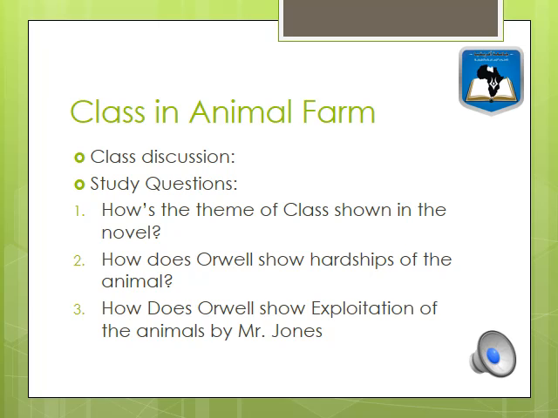How is it shown? Like in Animal Farm, Orwell explores class through different things. Number two, how does Orwell show the hardships of the animals? How did he show that? And number three, how does Orwell show the exploitation, the use, of the animals by Mr. Jones? How is that shown in the novel?